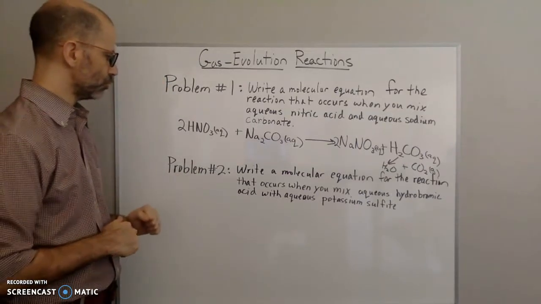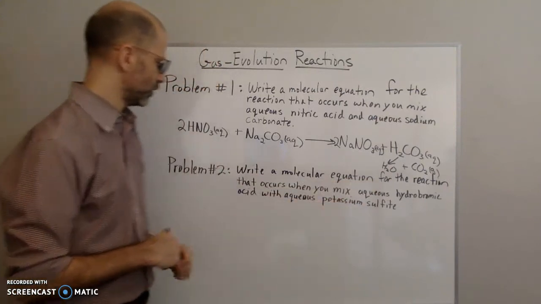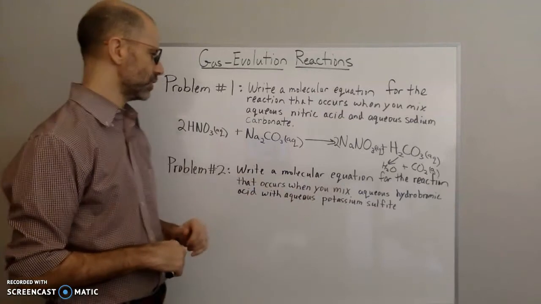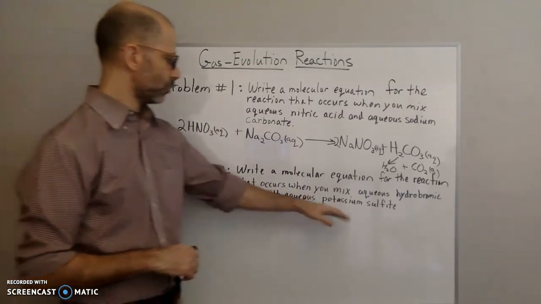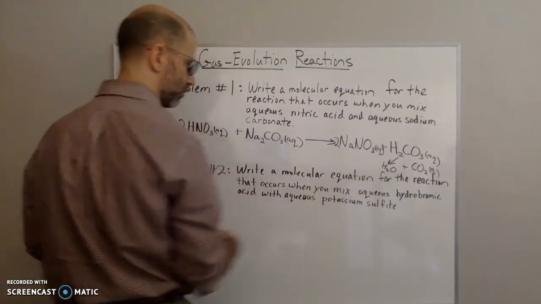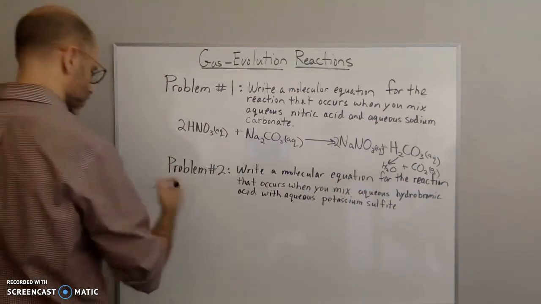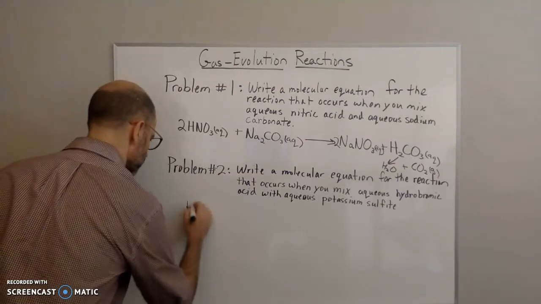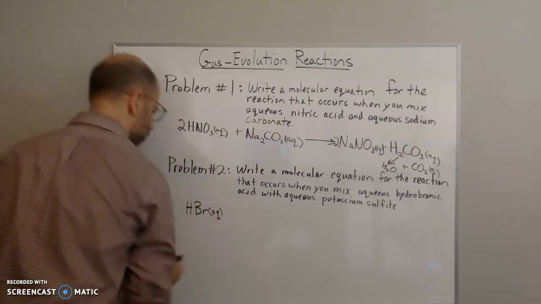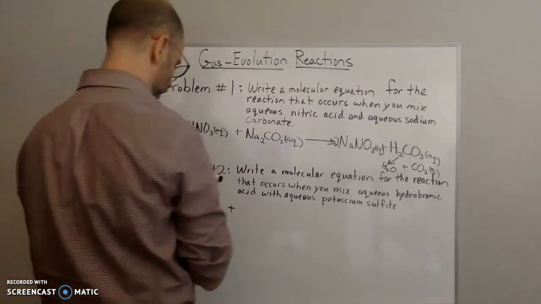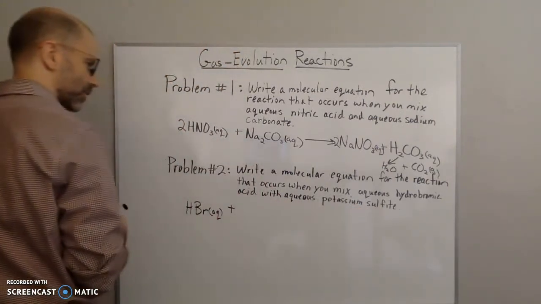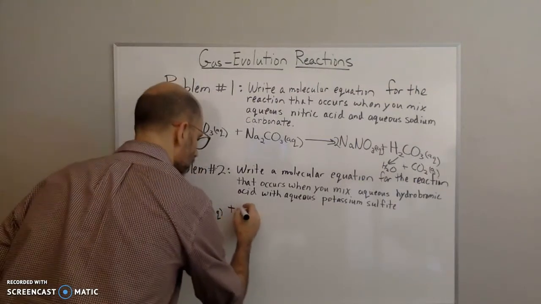What about problem number 2? It's the same type of question. Write a molecular equation for the reaction that occurs when you mix aqueous hydrobromic acid with aqueous potassium sulfite. Okay, so let's write that down. We have hydrobromic acid, aqueous. We need to know what the formula is. That's going to be HBr, and that's aqueous. And we're going to react that with aqueous potassium sulfite. So we need to write that down as well.